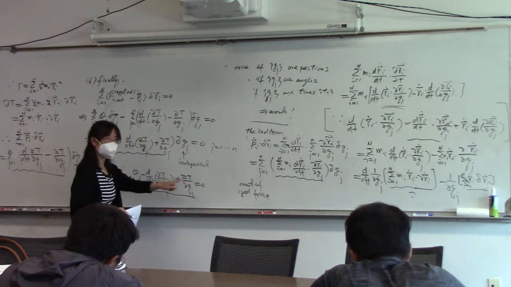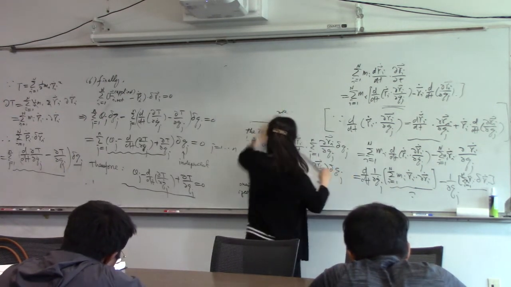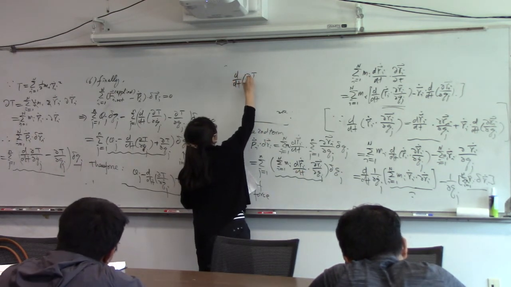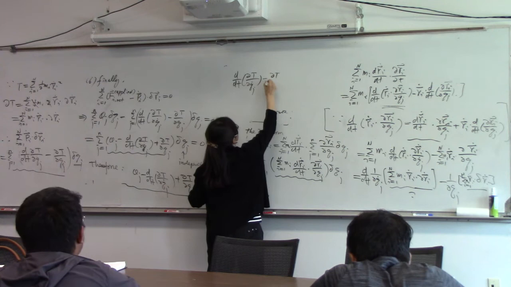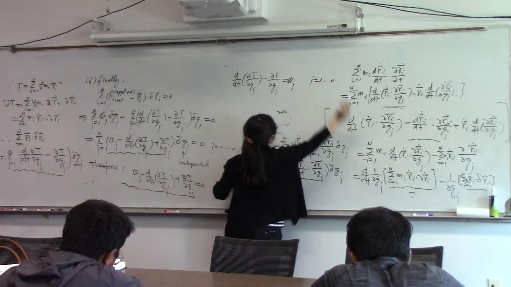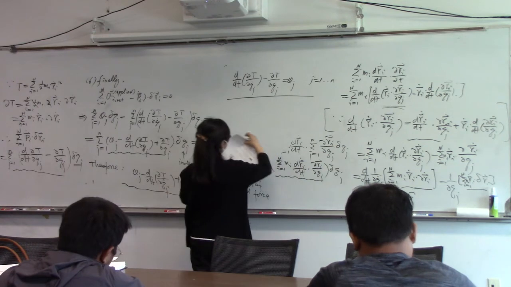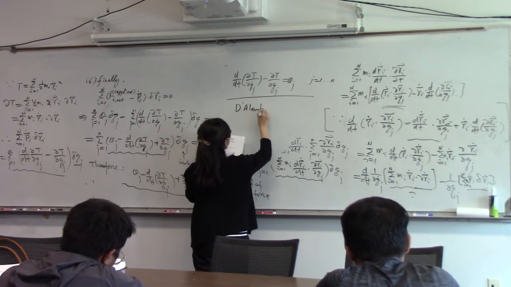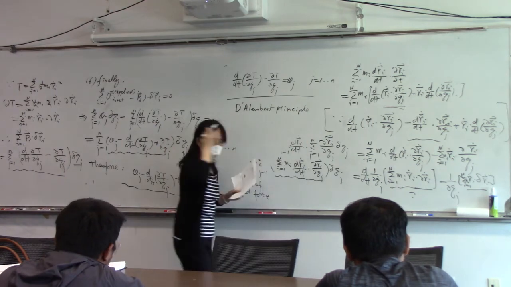Then we move this term to the other side. So now we can summarize. Finally, we have d/dt of partial T, the kinetic energy, with respect to qj dot, minus partial T partial qj, equal to Qj, j from 1 to n. This we call the D'Alembert principle. Or we call it the differential principle.